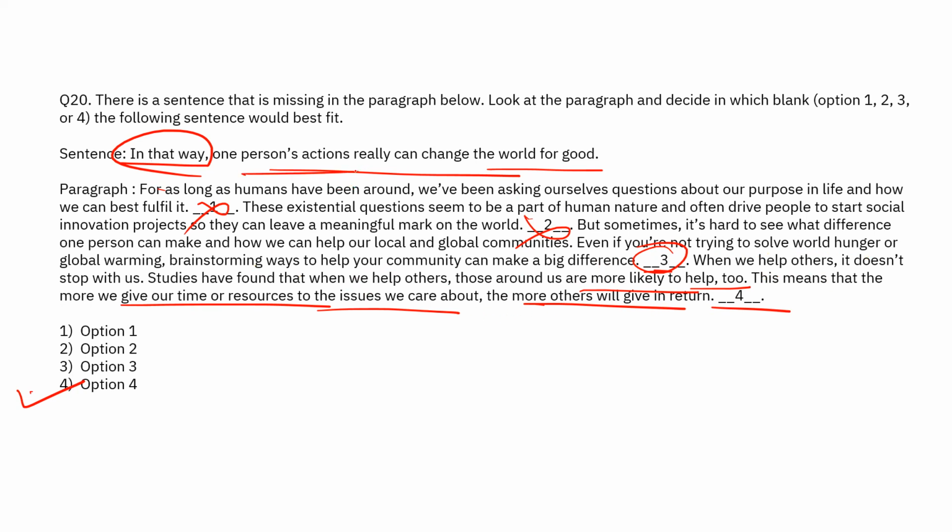See, this is not like a preamble. This is like a conclusion. This is not like a statement that will come before you describe in what way the world has been changed. This is what we are doing. So in that way, whatever activities we are doing here, or the way they are influencing other people, in that way, one person's action can change the world for good. This is the conclusion. Concluding sentence. So fourth is the right answer. There is no ambiguity in this question.